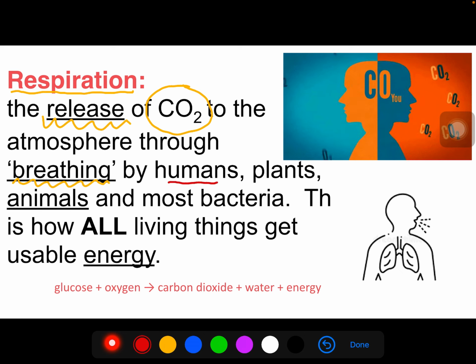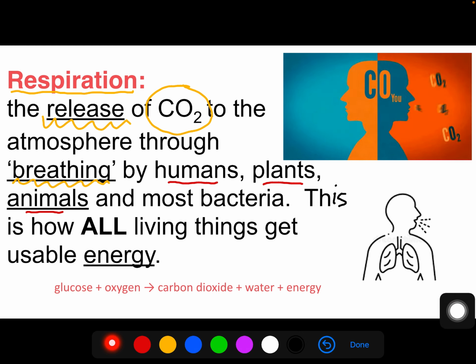And we know that humans definitely do this, and animals, but maybe you weren't aware that plants also respire. They take in energy and they have to release some as well. That's one of the things we do to release energy. So we've got humans, plants, animals, and most bacteria. This is how all living things get our usable energy, is through respiration. So we take energy in, make our sugars, our food, and we release that carbon dioxide out. So respiration, a key process for everyone in this room.